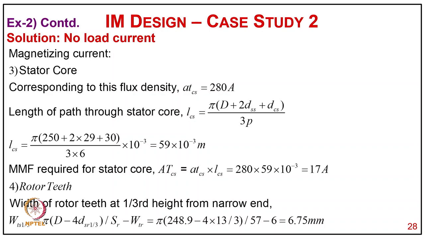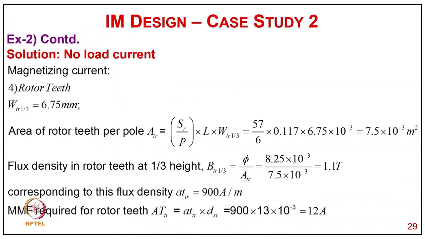Now coming to the MMF calculation for rotor teeth, the width of the rotor teeth at 1/3 height from the narrow end is WTR equal to pi in bracket pi D minus 4 SR by SR into WTR, putting values it comes 6.75 millimeter.